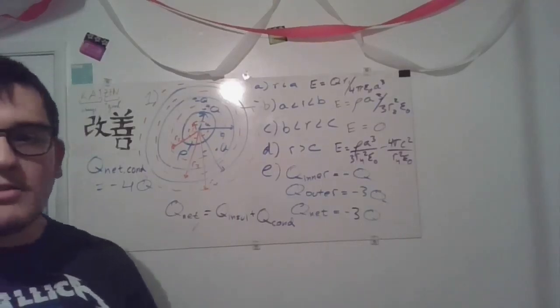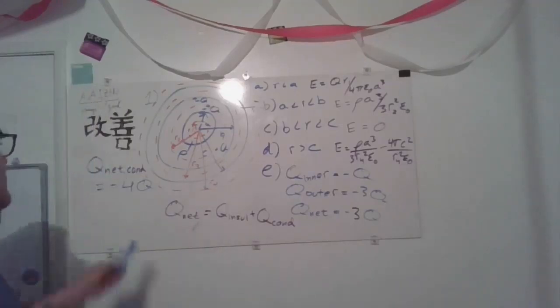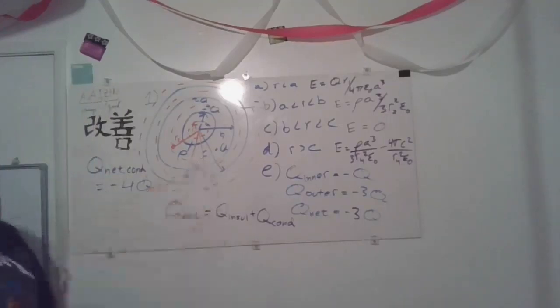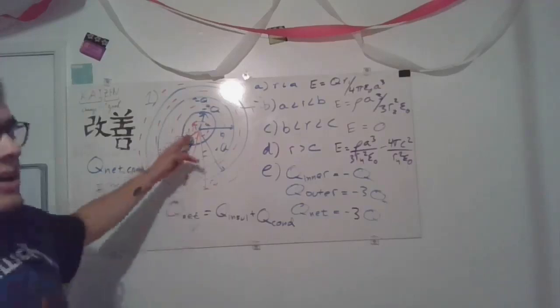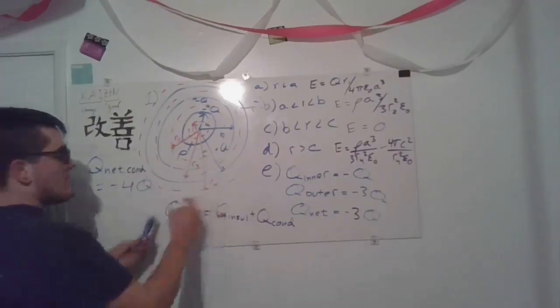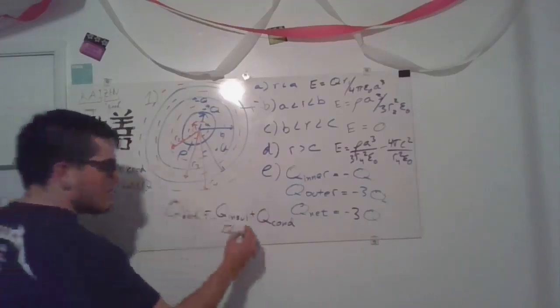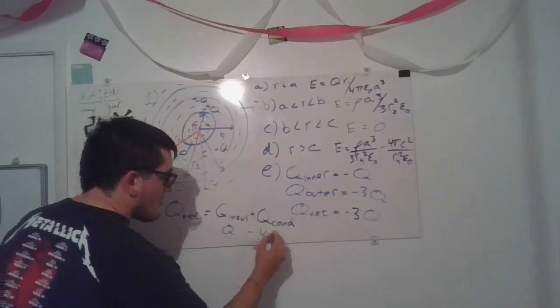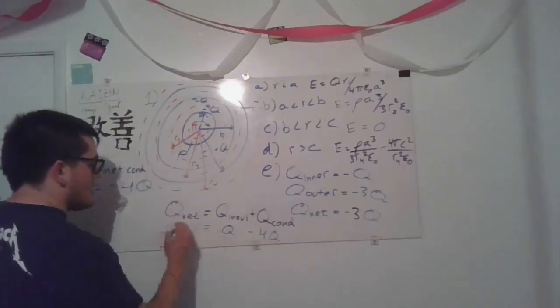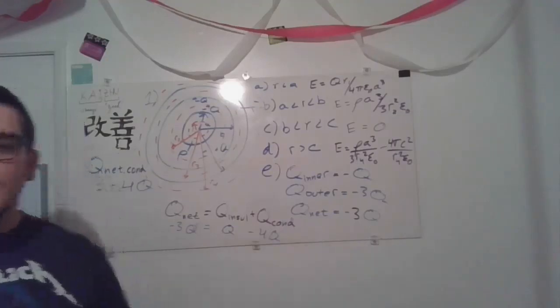Yes, that's correct. So yes, negative 4Q is of the conductor, and then once you add that insulator, you add these two. The insulator is Q, the conductor is negative 4Q, so then you get negative 3Q. So there's that.